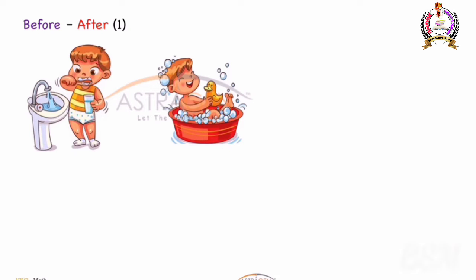And before eating the pizza, what did you eat? You ate the chips, the French fries. Now, what did you eat in between the French fries and the pastry? The pizza. And that's why we've kept the pizza also in between the French fries and the cake.